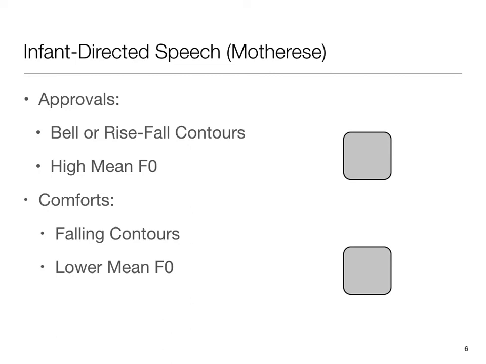So again, we can tell these categories apart on a number of different features as adults using different measurement tools. But the real question is, can the infants tell these apart? Can the infants categorize these as separate?